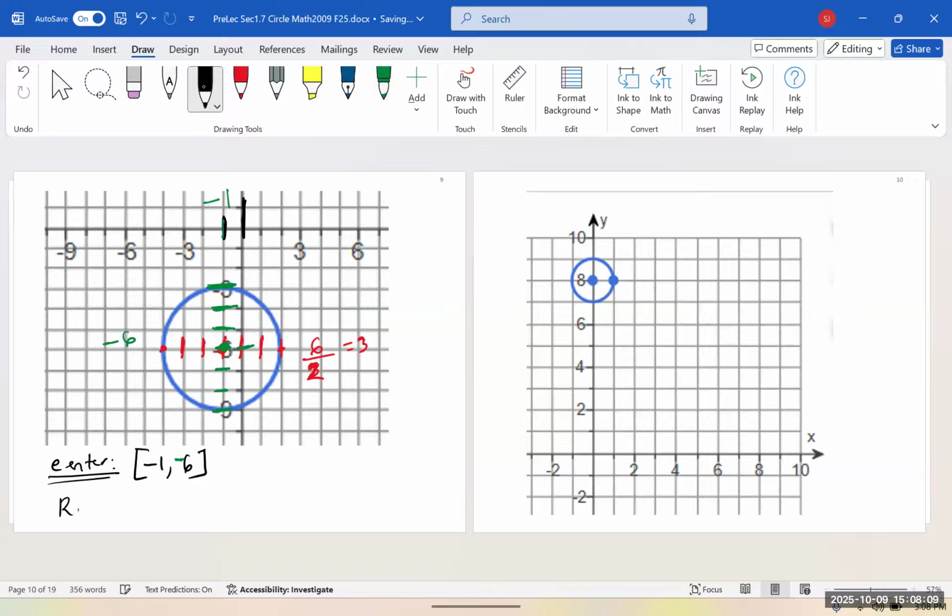So center is -1, -6. So how much is our radius? 3. We just counted. Half of the diameter is the radius. So we have 6 inches diameter, our radius should be 3 inches.